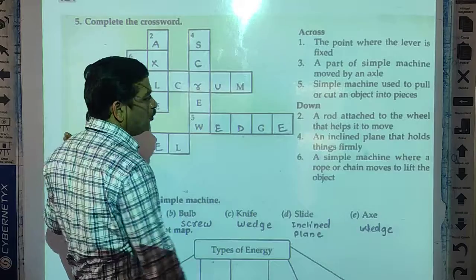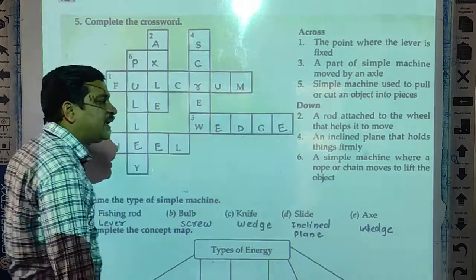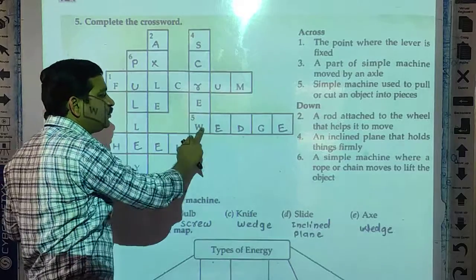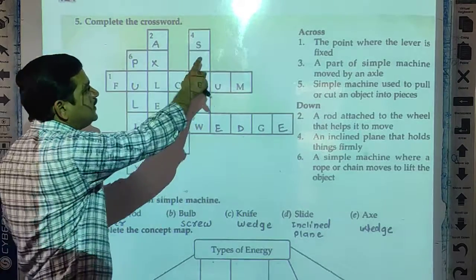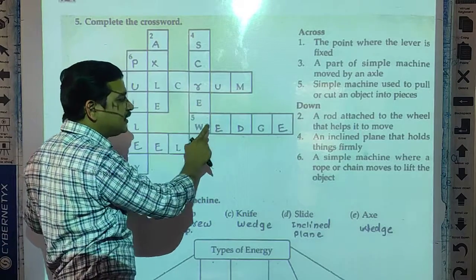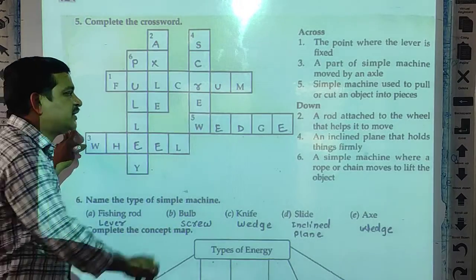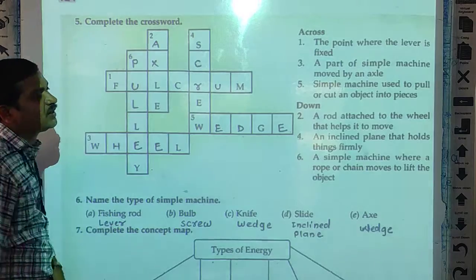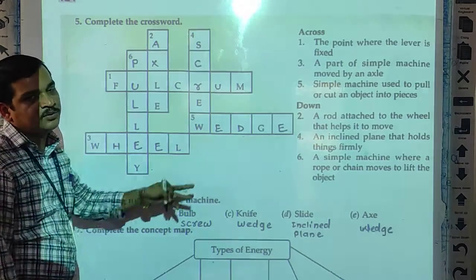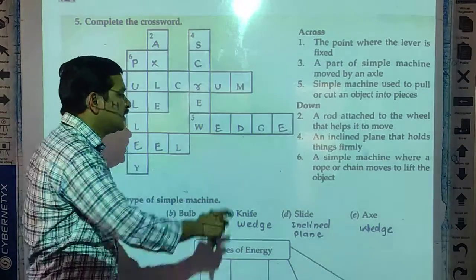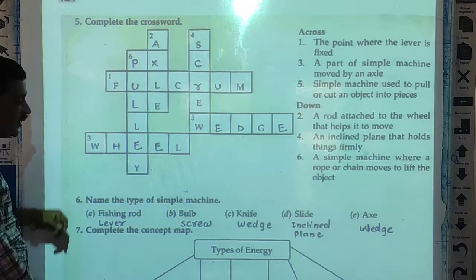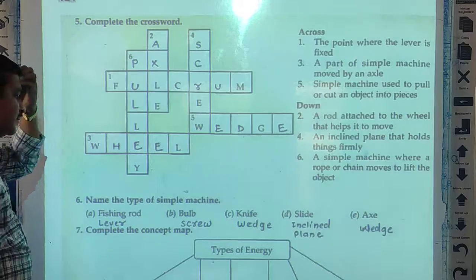Yes, students. Now which one remains? Fourth one. Fourth is what? An inclined plane that holds things firmly. That is called the screw. S-C-R-E-W. Now the last one remains. Fifth one. A simple machine used to pull or cut an object into pieces. Which simple machine? Wedge. W-E-D-G-E. Understood, students? So this way you can complete the puzzle.